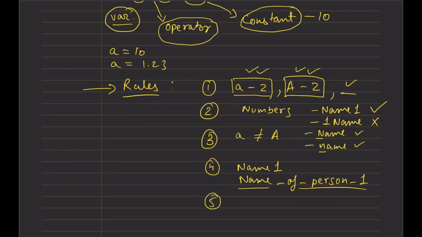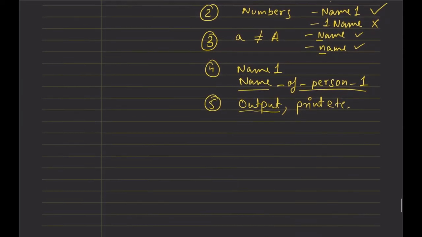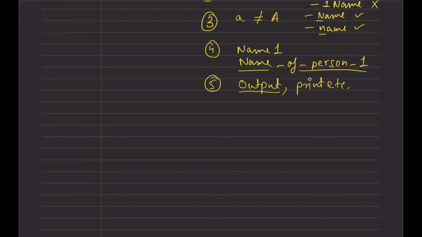The fifth and the last rule is that there are some reserved keywords, like output or print, etc. All these keywords cannot be used as the name of variables in Python. So if you want to store the output of your program in this, this will be considered an error. There are some reserved keywords, you cannot use them as variable names. So that's all related to the rules of defining variable names in Python.